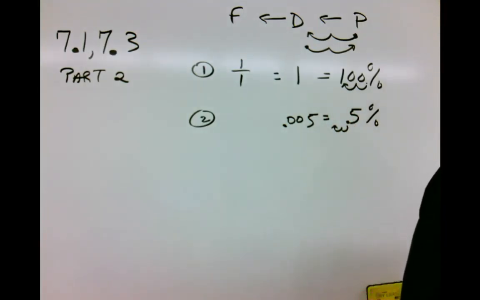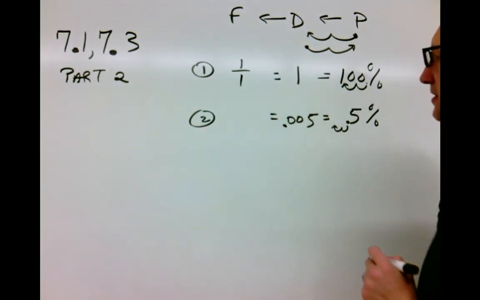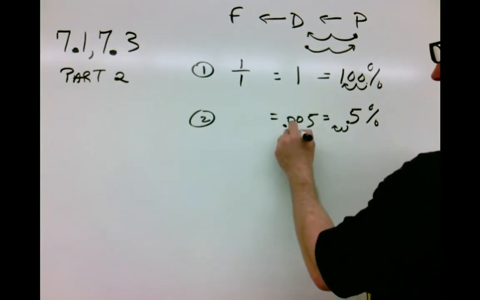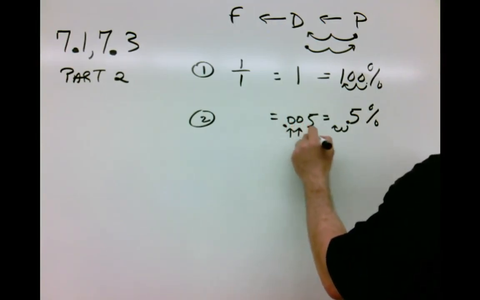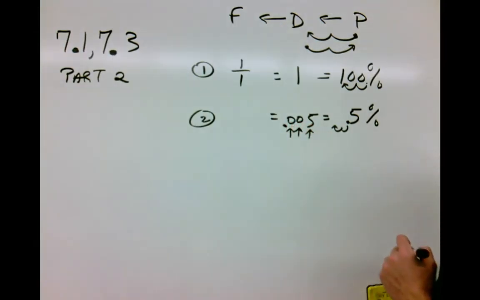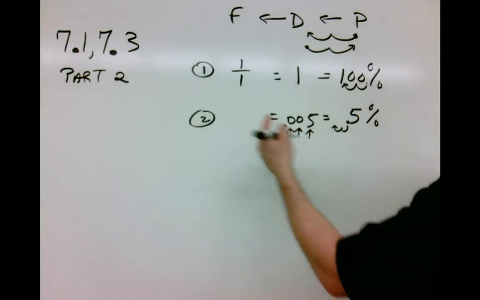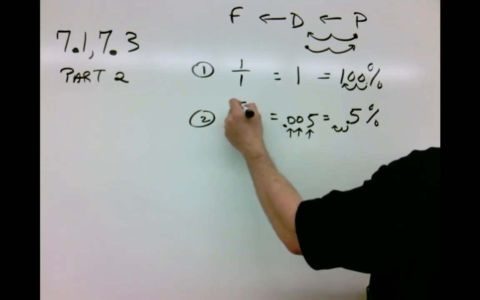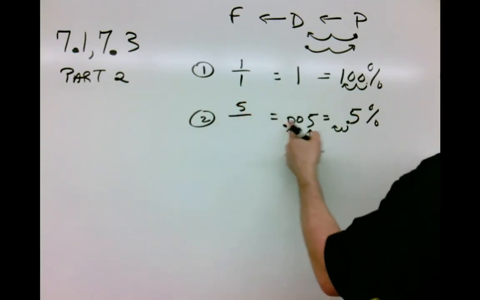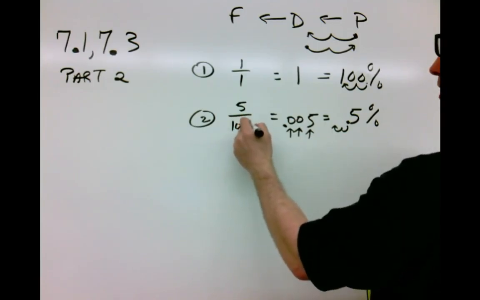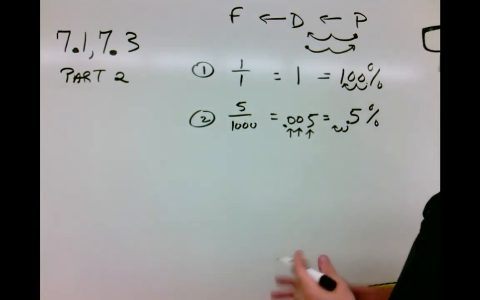Now how would I write this as a fraction? Well, I have to take a look at my place. I have my tenths place, my hundredths place, my thousandths place. So over here, if I'm going to write this as a fraction, I'm going to write it as 5 over 1,000. So I go to the place and I know the power of 10 that I'm going to put it over, and that's going to be my fraction.